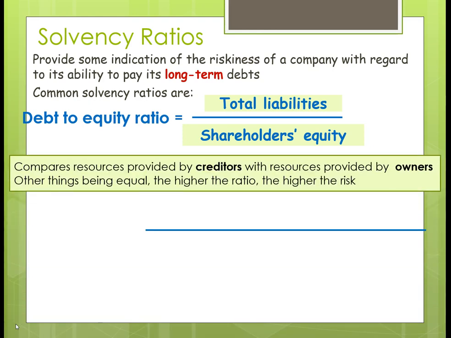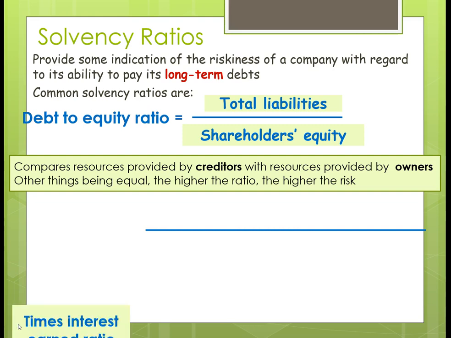Okay, so it compares resources provided by creditors with resources provided by owners. Other things being equal, the higher the ratio, the higher the risk. Because if you finance with too much debt, if you don't pay it, you can lose the company.